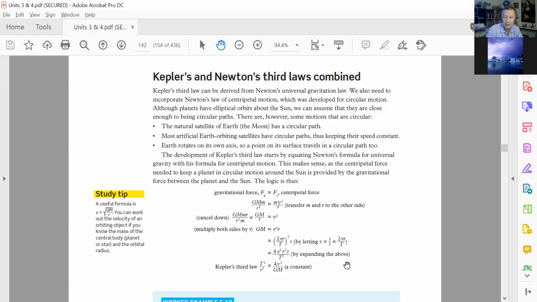If you know that gravity is acting as a centripetal force, you should immediately write this formula according to Newton's law, and that will allow you to do the simplification very quickly. Can you see that?